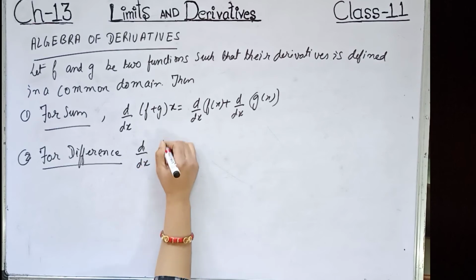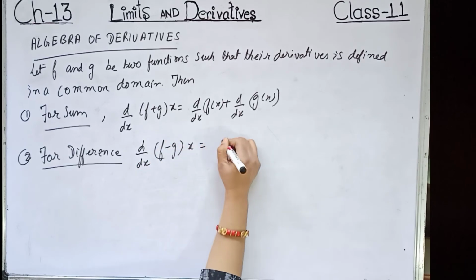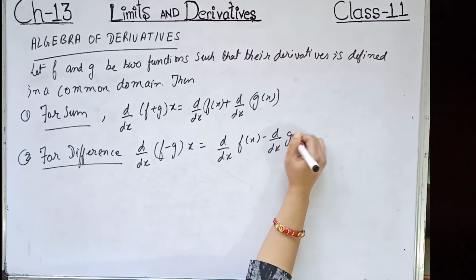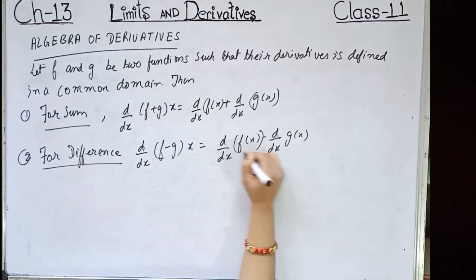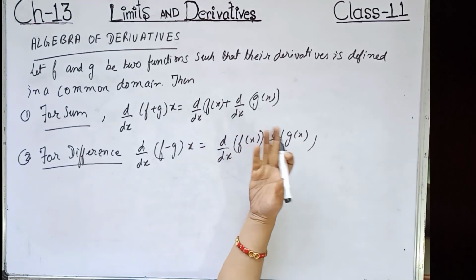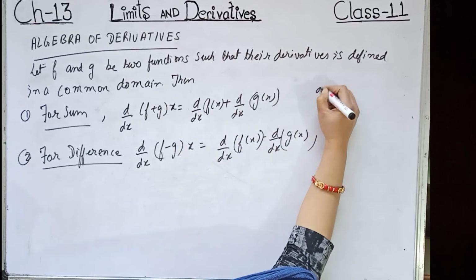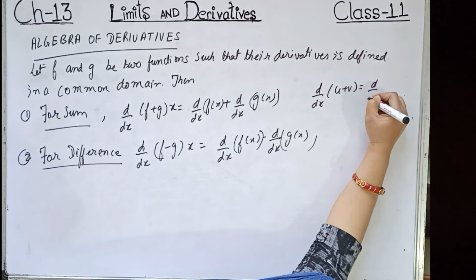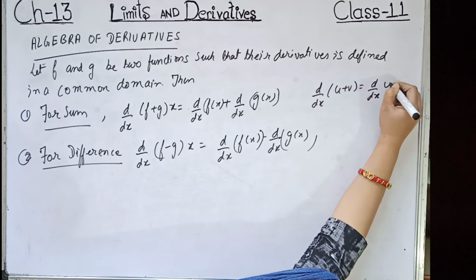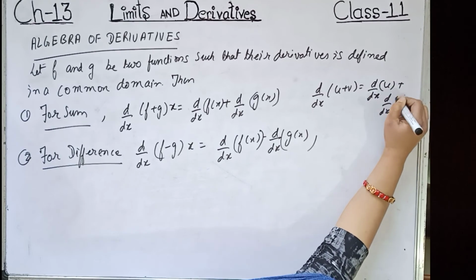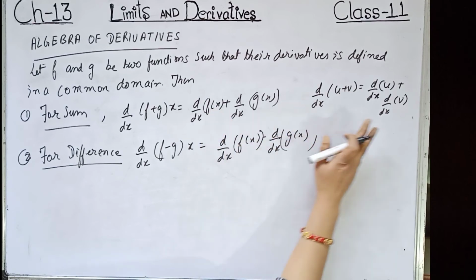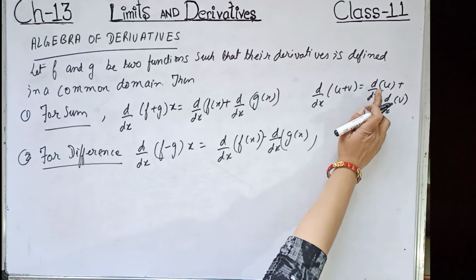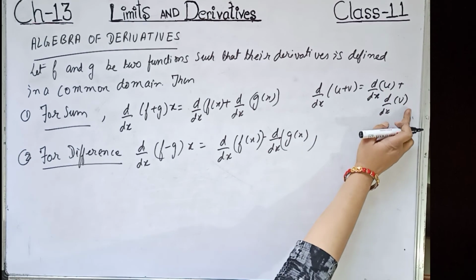d/dx of (f minus g) equals d/dx of f(x) minus d/dx of g(x). Okay. So if we write f(x) as u and g(x) as v, we can write d/dx of (u plus v) equals d/dx of u plus d/dx of v. Similarly, d/dx of (u minus v) will be d/dx of u minus d/dx of v. Okay.